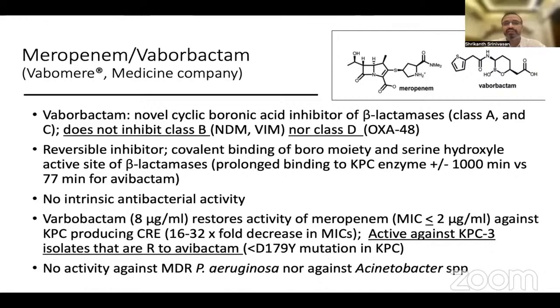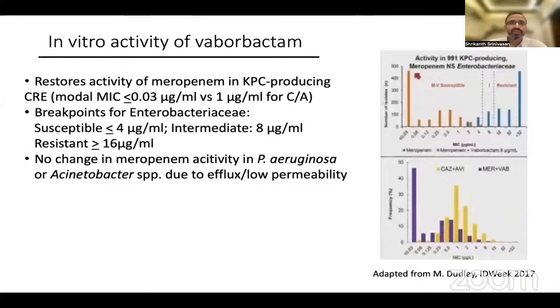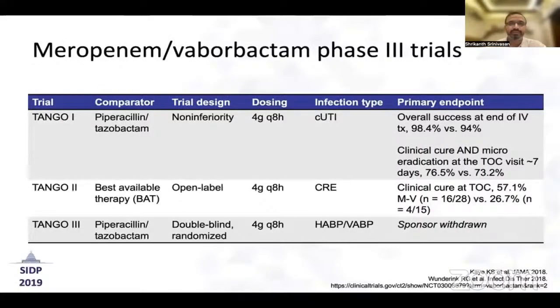It has no activity against MDR Pseudomonas aeruginosa, or against Acinetobacter species. Just like the previous drug, Pseudomonas and Acinetobacter will fall out of this purview. What vaborbactam does is that it reduces the MIC levels to a more susceptible level. It does not produce a change in meropenem activity. But when we talk about meropenem activity against Pseudomonas or Acinetobacter, if the primary cause of resistance is an efflux pump or low permeability, it will not help.